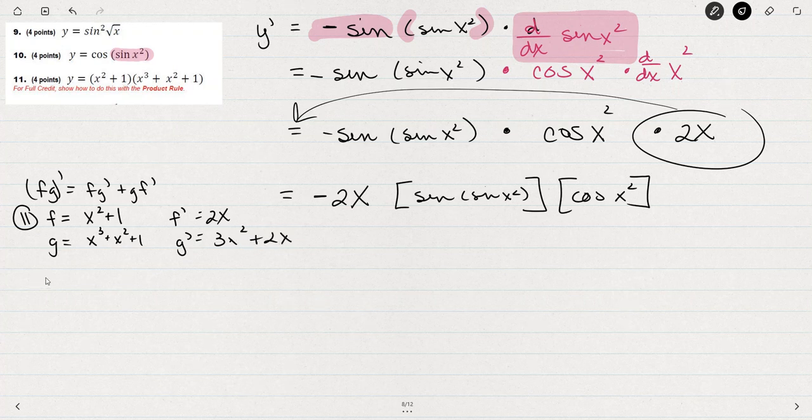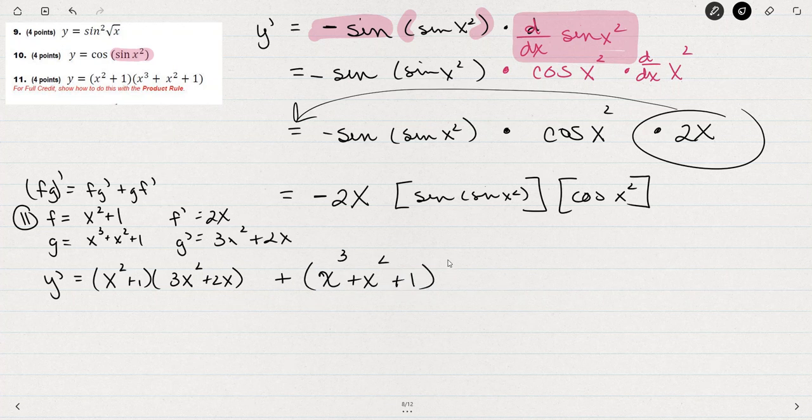So applying the product rule, I get the first, x squared plus 1, times the derivative of the second, 3x squared plus 2x, plus the second, x cubed plus x squared plus 1, times the derivative of the first, 2x.